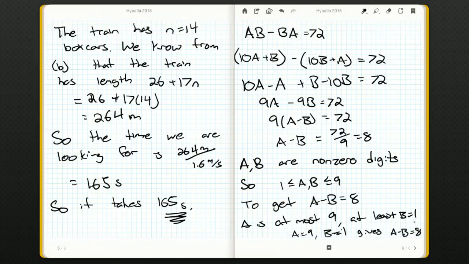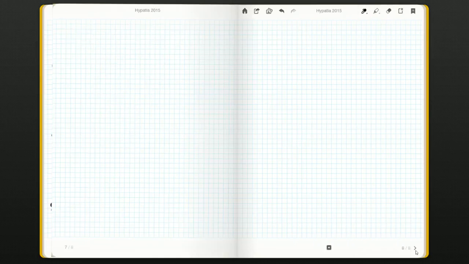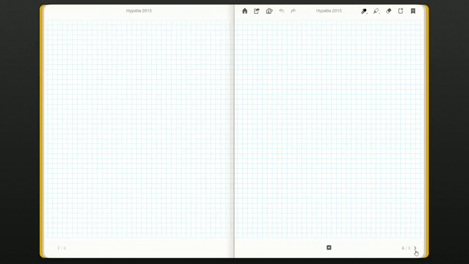Is there any other way to do it? Well, B is at least 1. The lowest B could possibly be is 1. If it were 2, 9 minus 2, that's not going to work. If A were less, 8 minus 1, that's 7. That's not going to work. 8 minus 2, no. Nothing's going to work. It's only 9 and 1 that will work. So just remember, I said that they're asked for the integer AB. There's only one answer, and it's true. A is going to have to be 9, and B is going to be 1. So this means AB is 91.